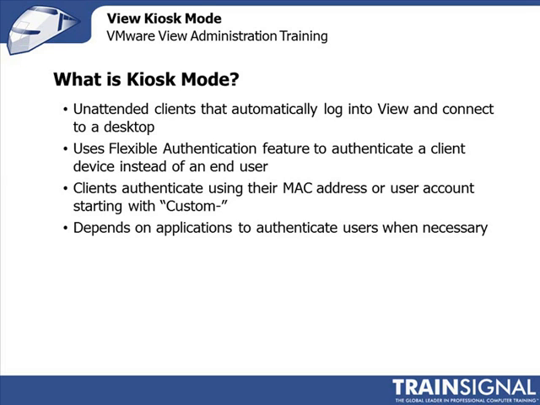Since there's no user actually logging into the desktop, we need to depend on our applications to authenticate individual users if necessary. A good example of where Kiosk Mode wouldn't be a great idea is if we need to provide the users access to the Outlook client. Outlook, of course, automatically logs into Exchange using our Active Directory credentials that we logged into the desktop with. Since we're not using our own credentials to log into the View desktop, Outlook will not be able to connect properly. To get around this, we can use Outlook Web Access, which will prompt the end user for a username and password at the time they launch the application. So two people can access the same device, but still be able to get to their individual email accounts.